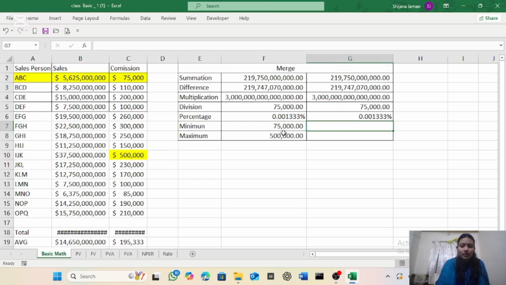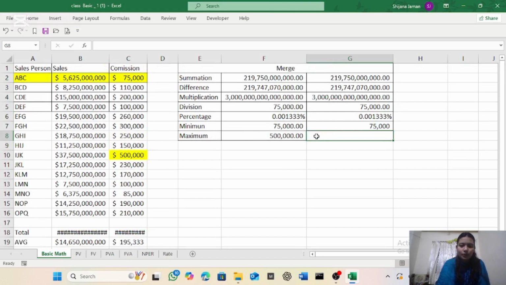Minimum. For minimum we have to press equal, the MIN formula. Okay, number, we are calculating commission's minimum number, so select the entire commission, bracket close. Yes, this is our minimum amount of commission, 75,000.